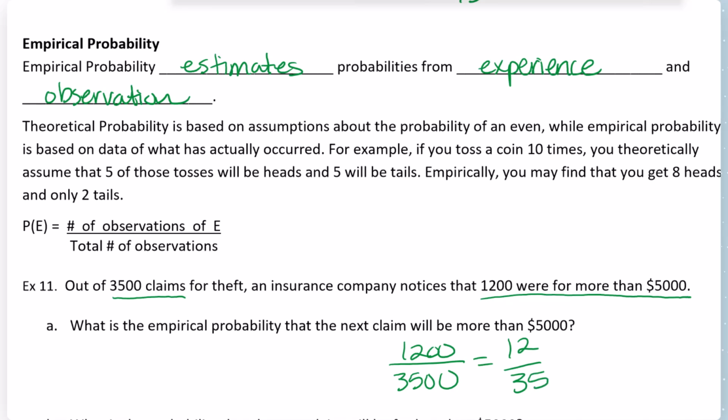If you wanted to then take it to a decimal just to have maybe a number that would make a little bit more sense to us as we're talking about it, if you put 12 divided by 35 in your calculator, it becomes 0.343 if we round it. And so that would then turn into 34.3% approximately. Again, I did have to round that. So about 34% are for claims of more than 5,000.